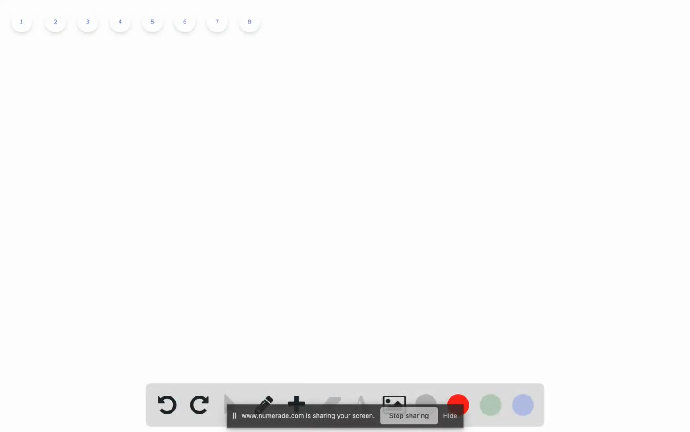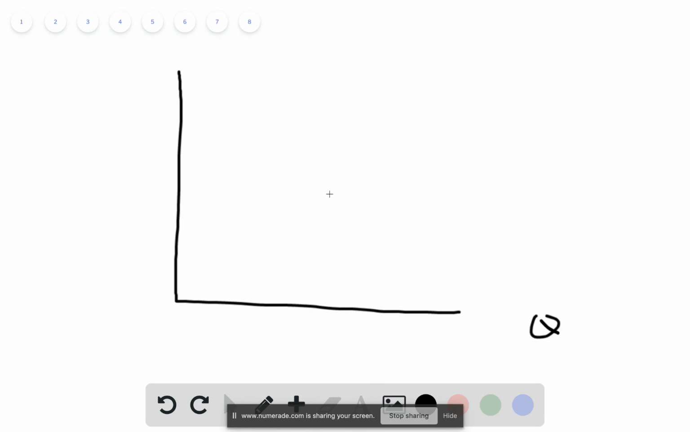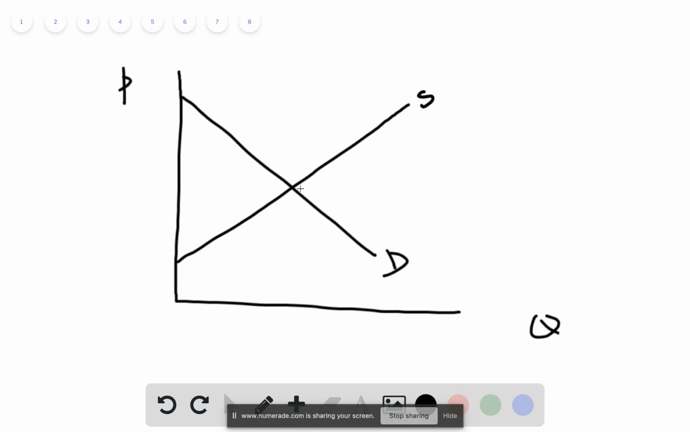Okay, so for this question, let's firstly draw the original graph. So the original graph, quantity and price, demand curve and supply curve. So if there's no tax burden, then originally the equilibrium price is 5, and the equilibrium quantity is 10.